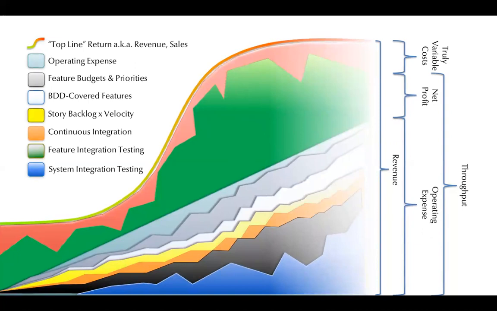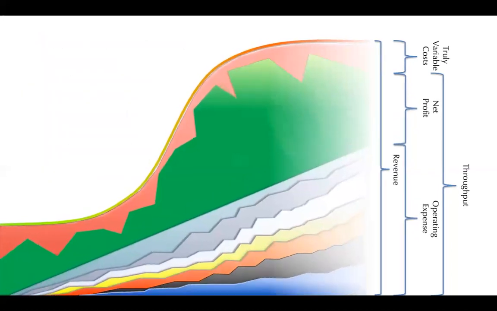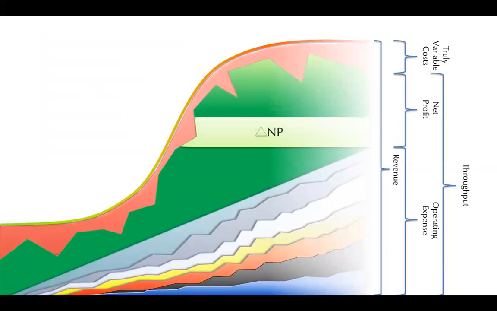And we might go, well, that blue line underneath there, it looks like our system integration testing is a big problem. Maybe we've got manual testers that might be distributed all around the world, that sort of nonsense. So what we could do is we could automate our testing and we could turf them all out and we could generate more net profit by reducing our operating expense.